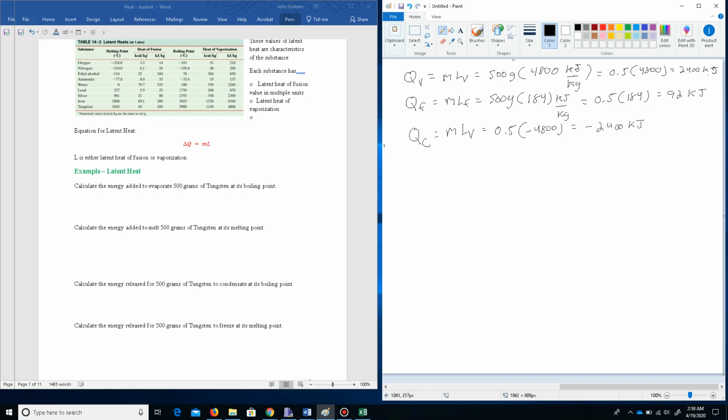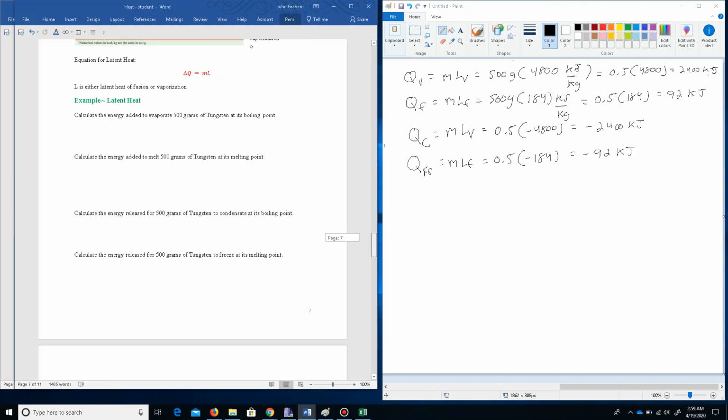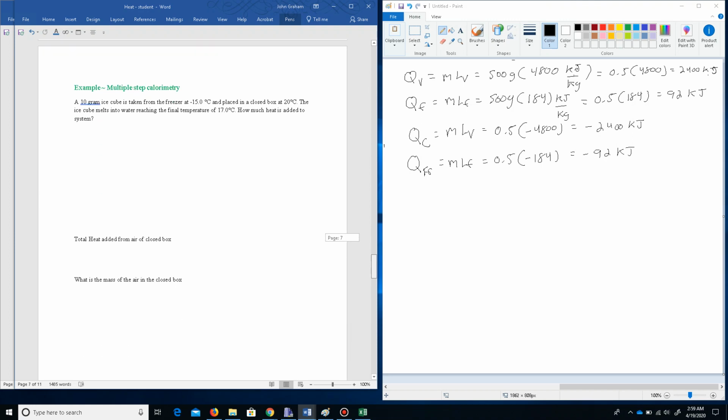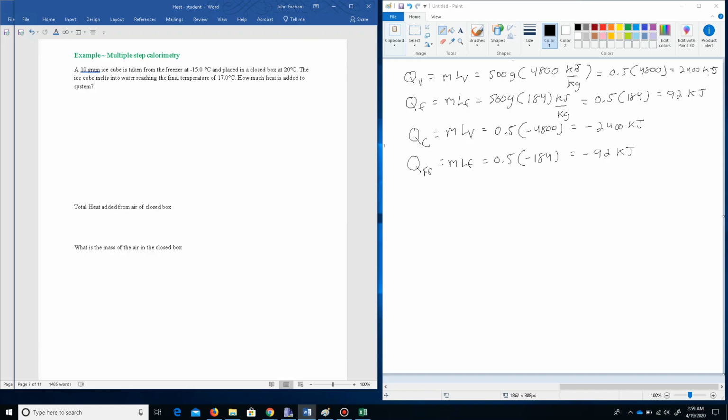Right, same thing for the next one. This is going to be freezing. So FR. And it'll be the mass times latent heat of fusion. So 0.5 times the negative 184. So it'll be negative 92 kilojoules. Okay. Alright, so now we're going to add everything together. And it's a multi-step problem.